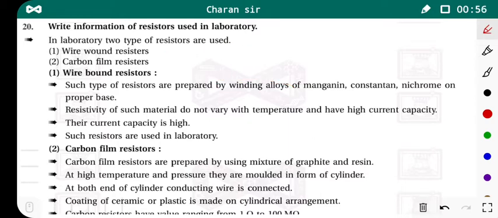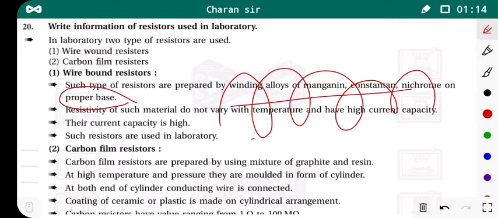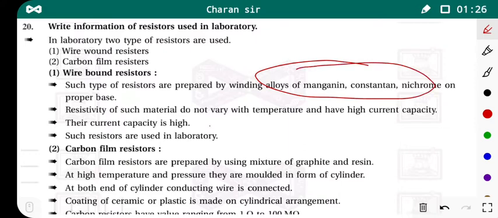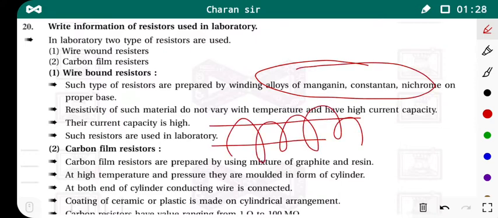First of all, what is a wire wound resistor and how can we make it? For making these resistors, we take a base of a proper material, and around that base we wrap some wire. This wire is made of alloys, for example manganin, constantan, and nichrome. So you use wires of these alloys and wrap them on the proper base. This is your wire wound resistor.